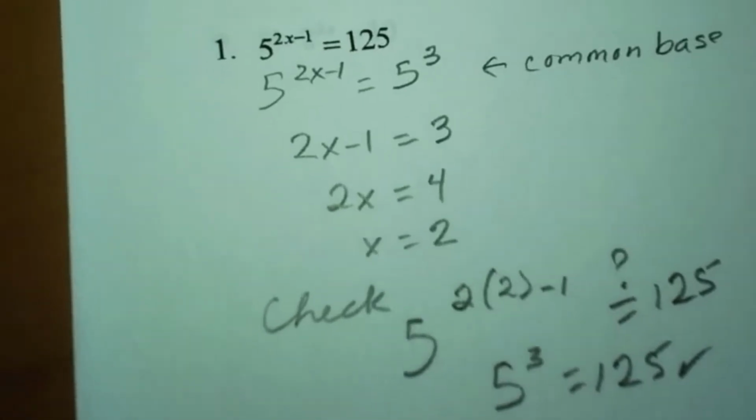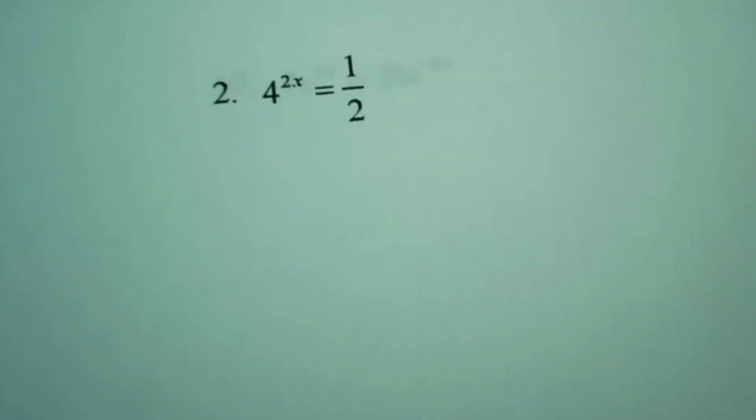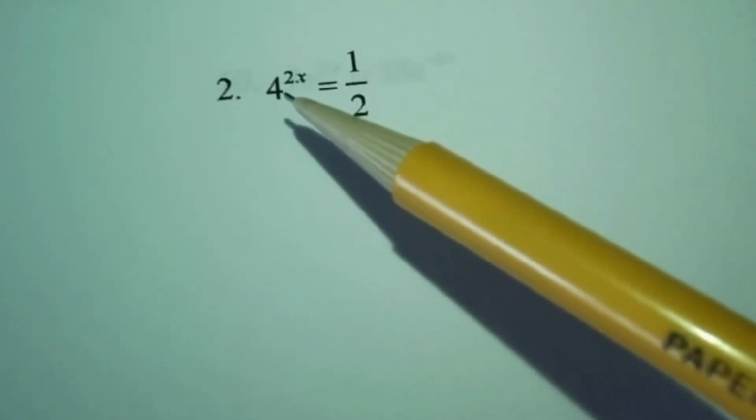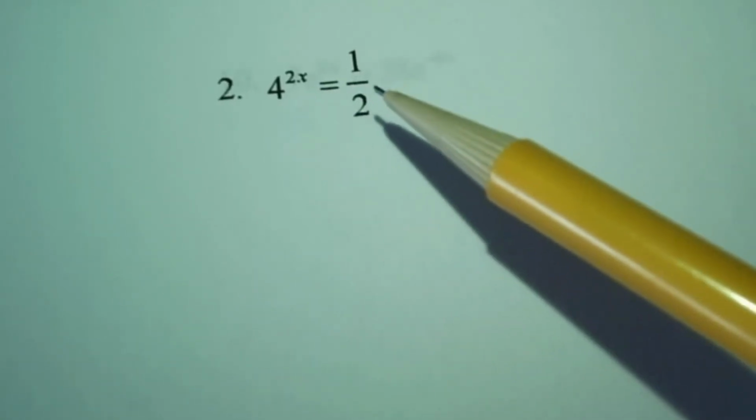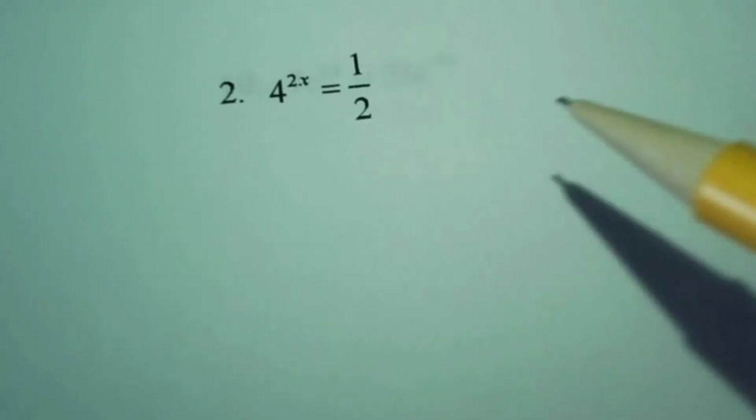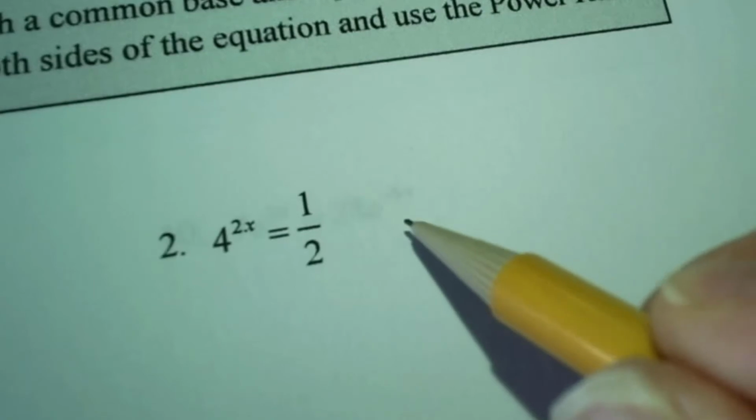Let's try another example. Okay, problem number 2, we have 4 to the 2x equals 1/2. So can we rewrite these two sides to the same base? And I'm sure that you know that the base is 2. So we can definitely rewrite these using base of 2.